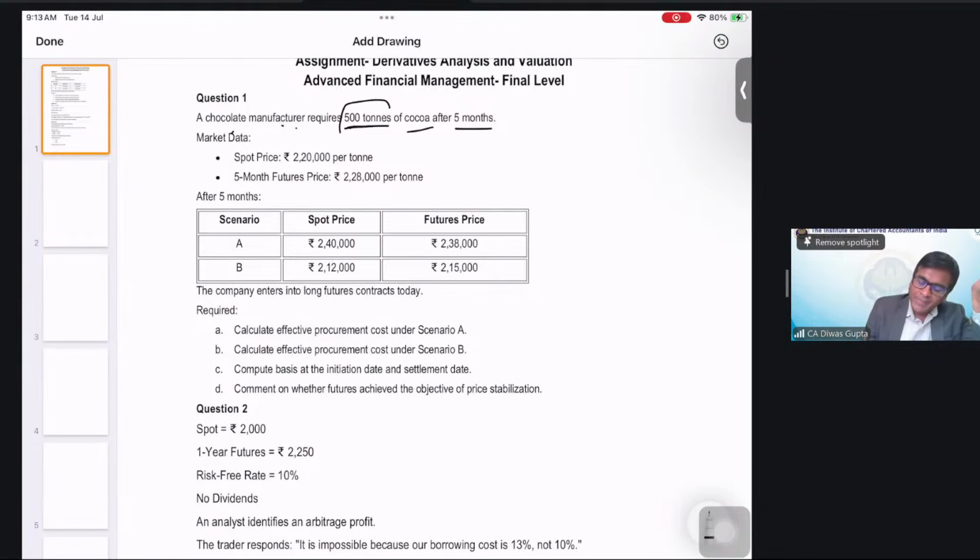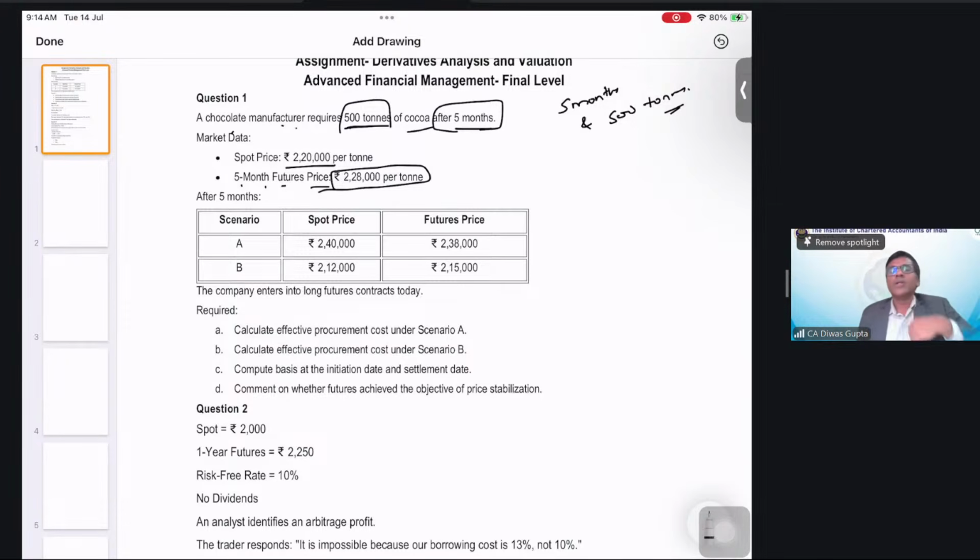They have specified the quantity. They have also specified the time period: 5 months and 500 tons. What is the market data showing? The market data says spot price is 2,20,000 per ton. 5 months future price is 2,28,000 per ton. So see, they have given you both the prices. What is the current spot price running, which is 2,20,000, and the 5 months future price. So effectively this 2,28,000 represents the future value of 5 months from now.